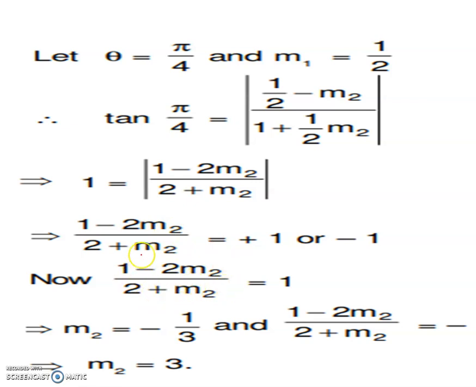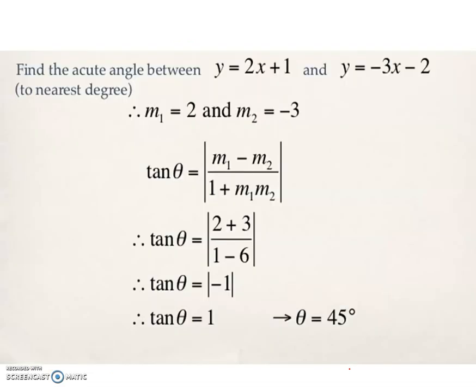We have two options: 1 minus 2 m2 upon 2 plus m2 is equal to plus 1 or minus 1. If 1 minus 2 m2 upon 2 plus m2 is equal to 1, we simplify and get m2 is equal to minus 1 upon 3. And if it is equal to minus 1, we have m2 is equal to 3. So we have two different values of m2, minus 1 upon 3 and 3. So we have to derive the m1 and m2 values.